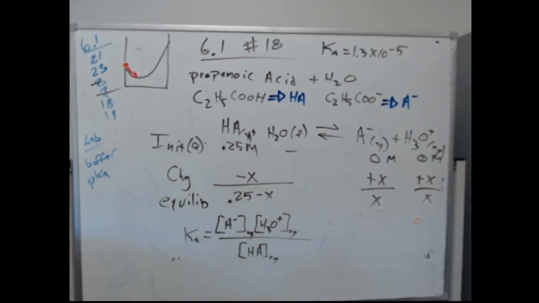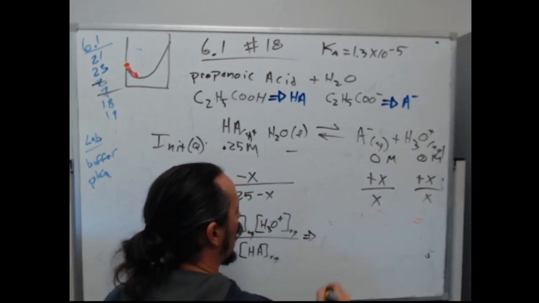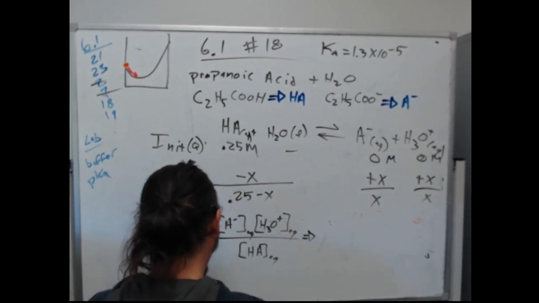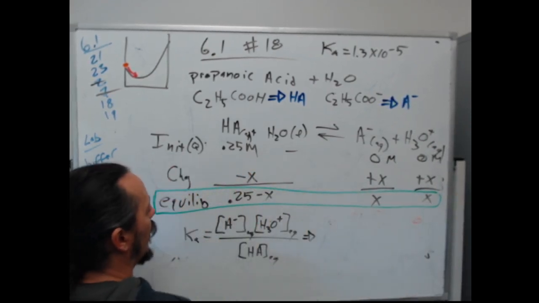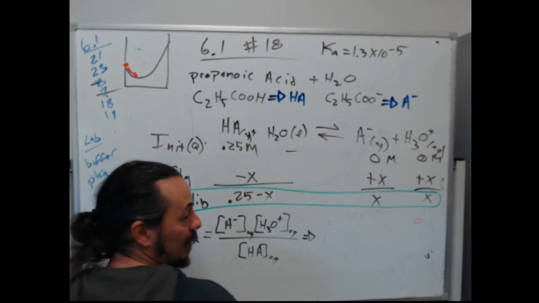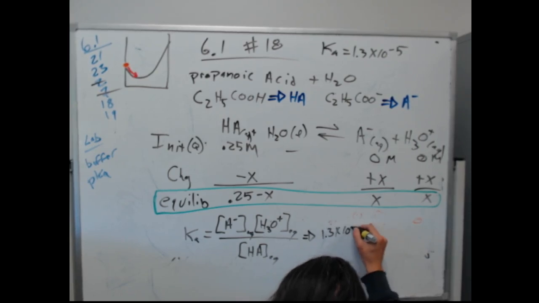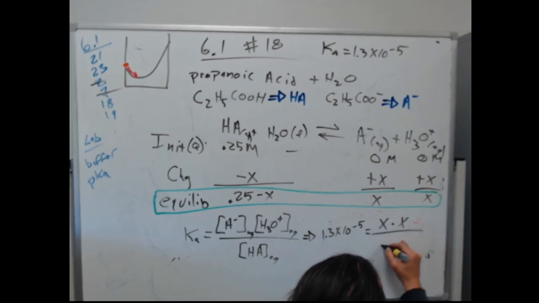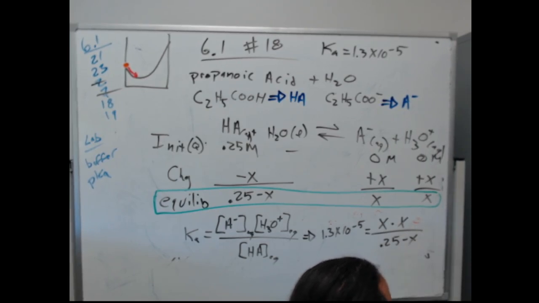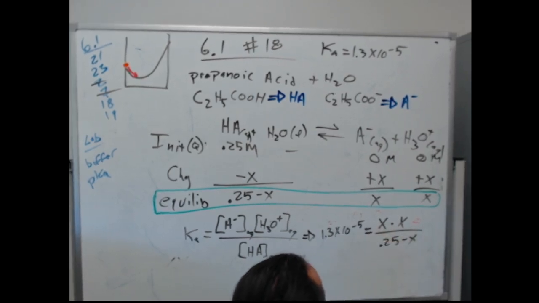It's nice, it's all a 1-to-1 mole ratio. I can then go ahead and start plugging in what all of these values are, noticing that the box in green is the equilibrium conditions. So I'll write this first down in the explicit way: 1.3 times 10 to the minus 5 is equal to x times x divided by 0.25 minus x. And that would be the explicit kind of solve it.